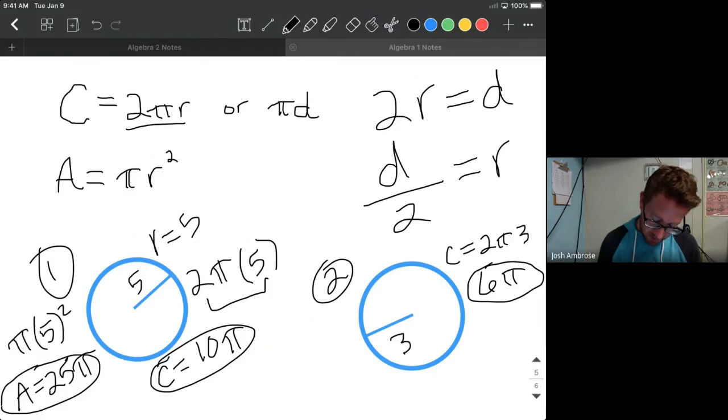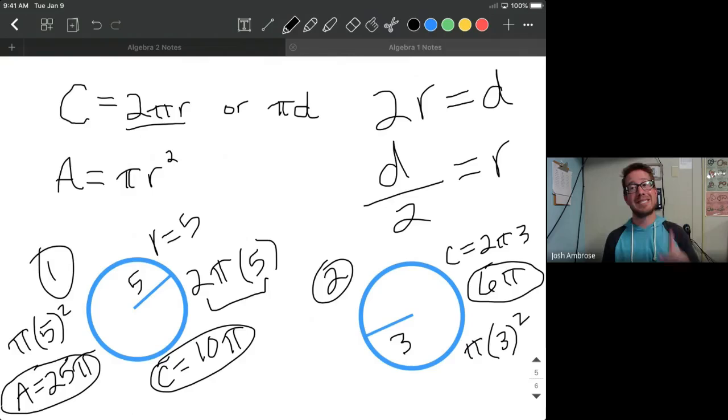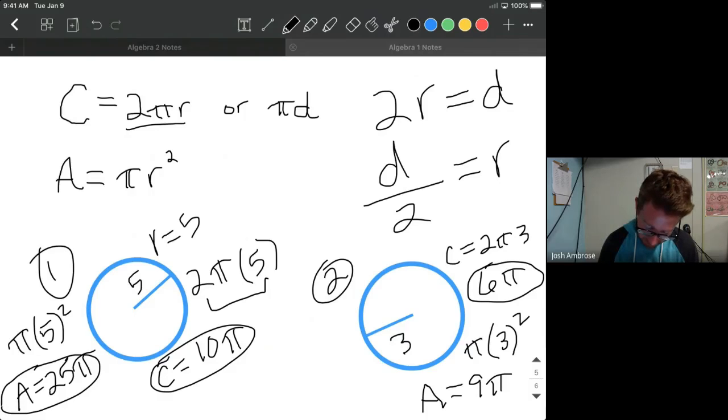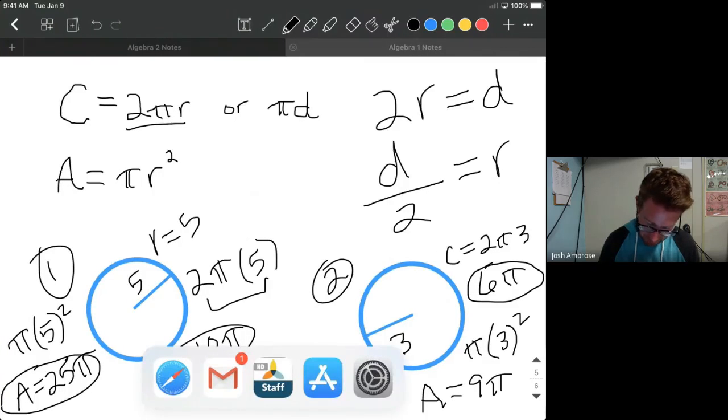Area, we're going to have pi, and then r is 3, and you're going to square it. What is 3 squared? It's 9. Don't make the mistake of saying, oh, it's 3 times 2. No. 3 squared is the same thing as 3 times 3. So area equals 9 pi.